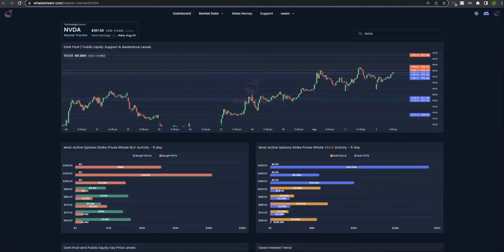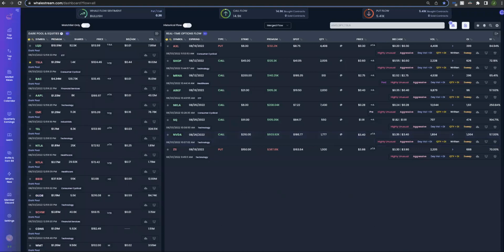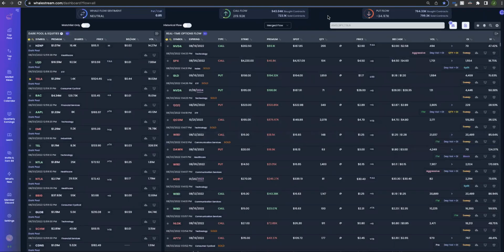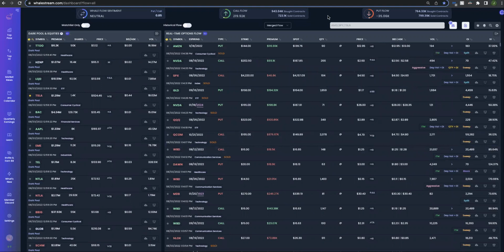So now let's head back to the dashboard. And we'll talk about some of the different ways that I use the flow, and some of the other ways that other people can use the flow as well.